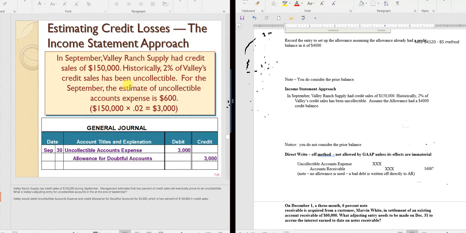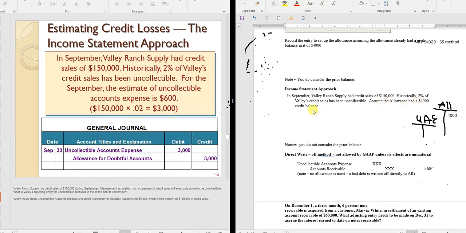Now my question is how much? Assume the allowance had a $4,000 credit balance. So I have a $4,000 credit balance. Under the income statement approach, I don't care. And the reason I don't care is because I'm trying to figure out how much goes into uncollectible accounts expense, not the allowance. So I've got 2% of credit sales that have been uncollectible.